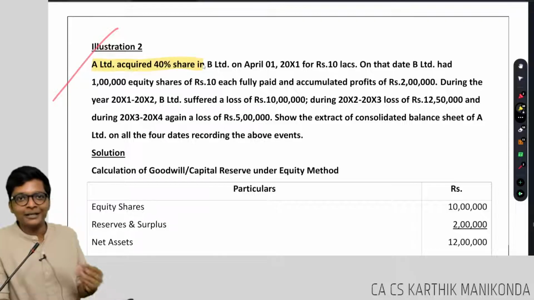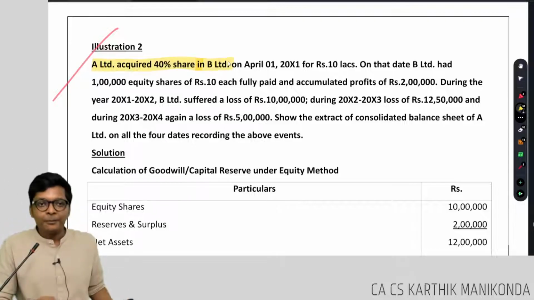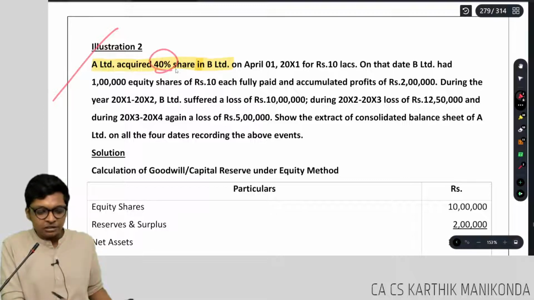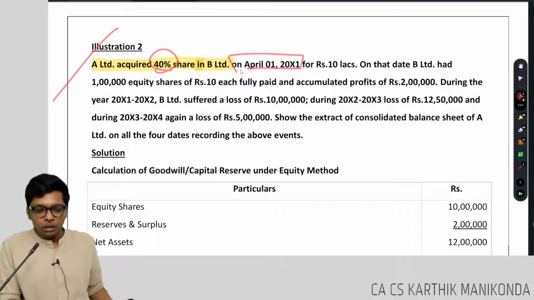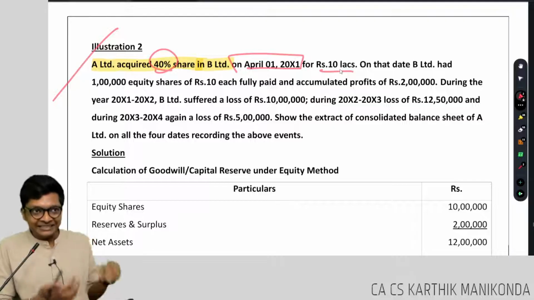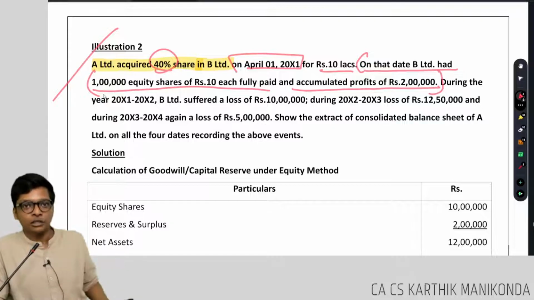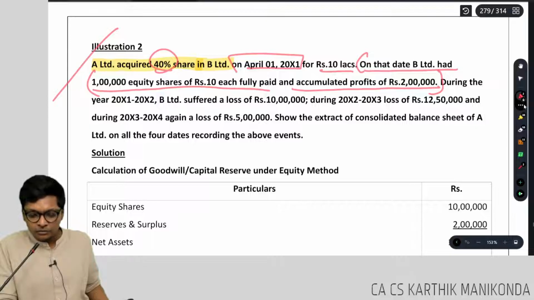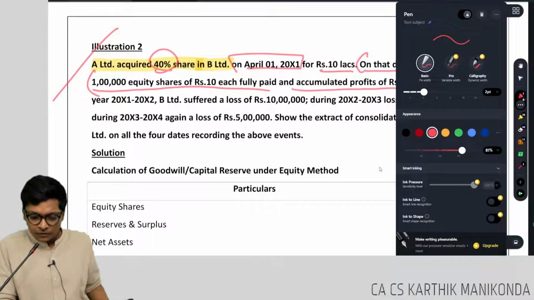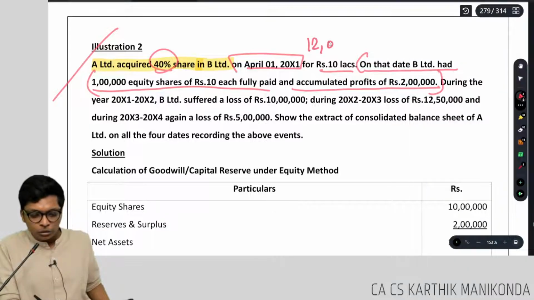A Limited acquired 40% share in B Limited. What is the percentage? 40. On 1st April for 10 lakhs. On the date of acquisition, B Limited had 1 lakh equity shares of 10 each and accumulated profits of 2 lakhs. This is pre-acquisition. What is the net assets on date of acquisition? How much, guys? 12 lakhs.